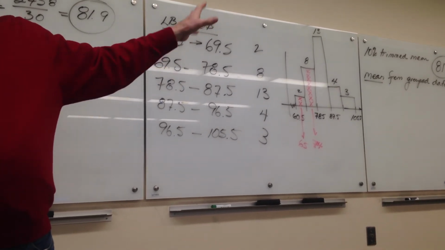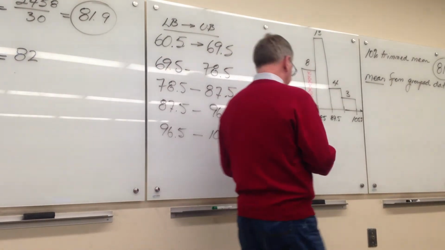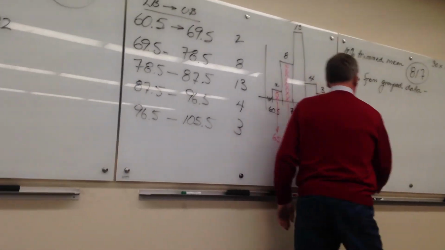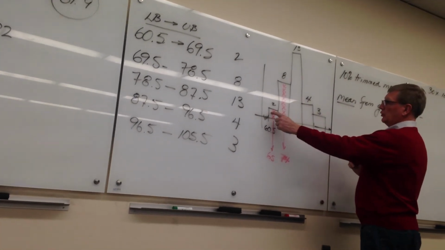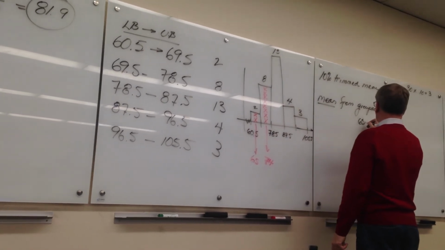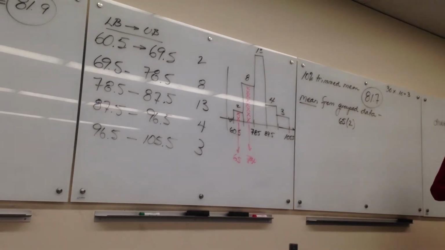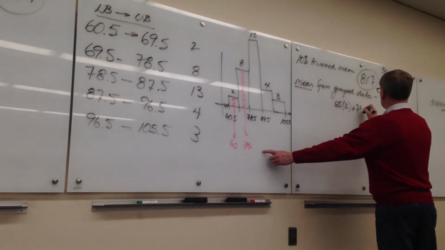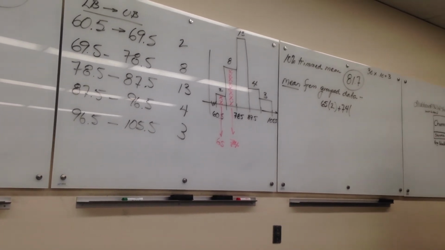How would I figure out the mean from the grouped data then? What would the formula look like? Well, it would look like adding up 2 times 65. So it would be the midpoint times 2 pieces of data, right? And then what would I add to that next? I'd add 74 times the 8, because it repeats itself 8 times.